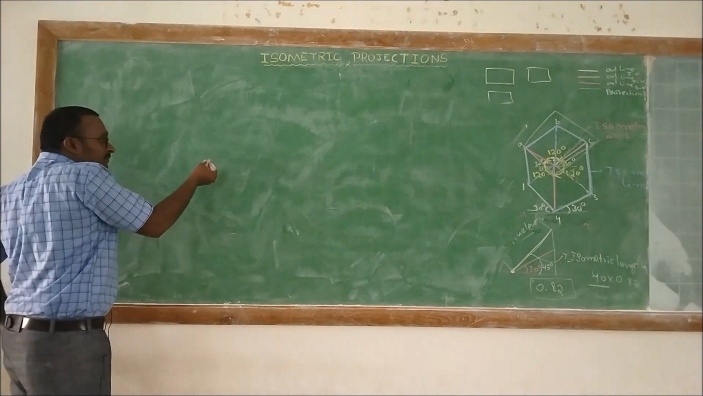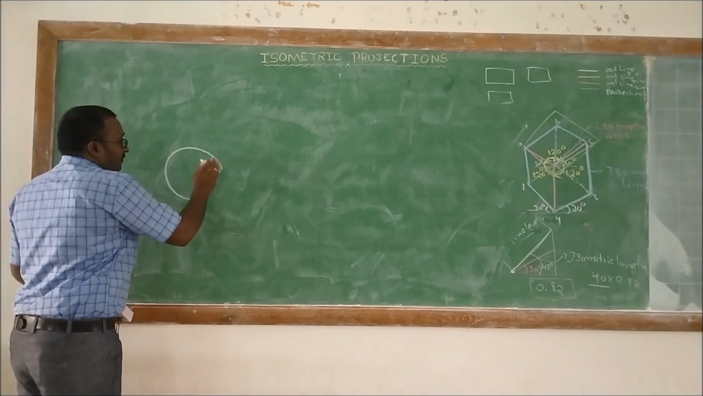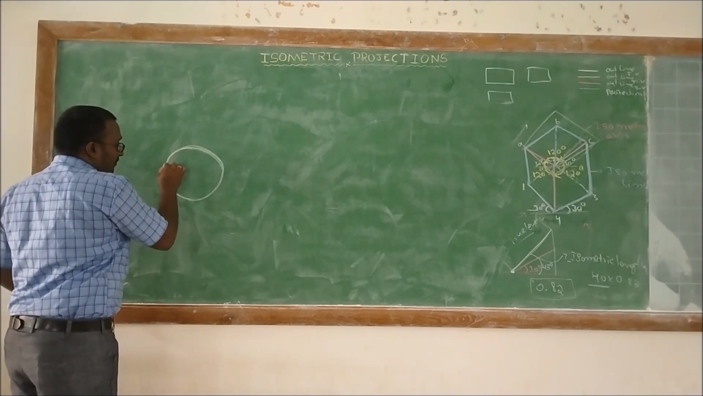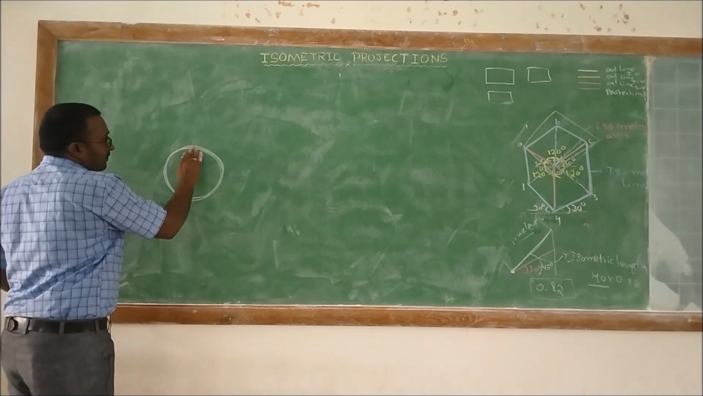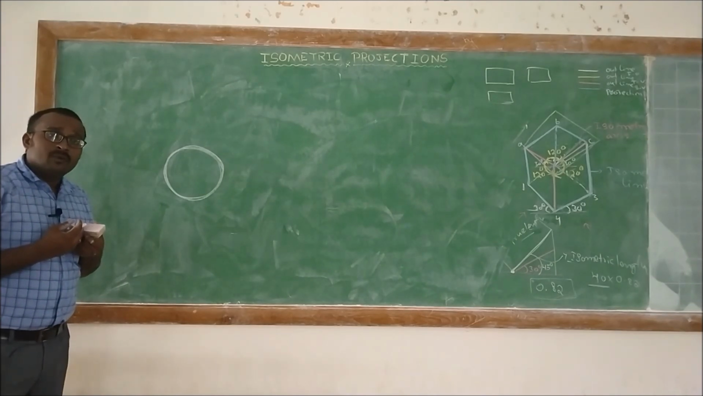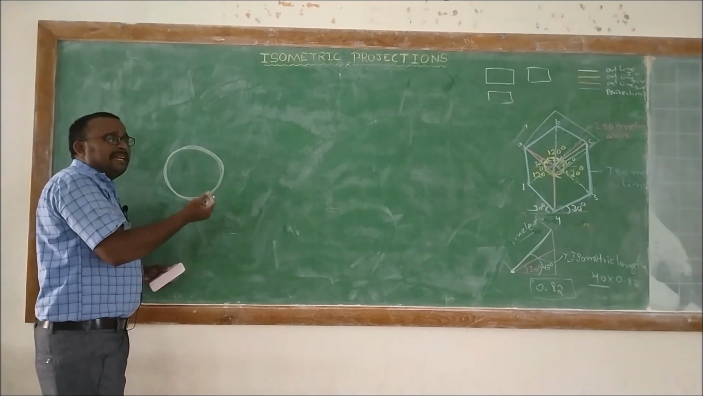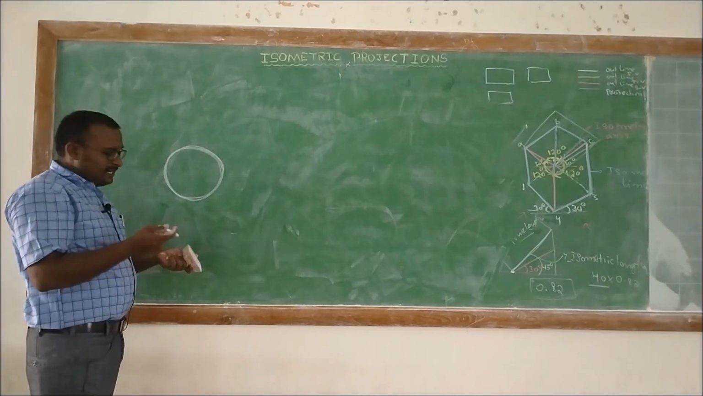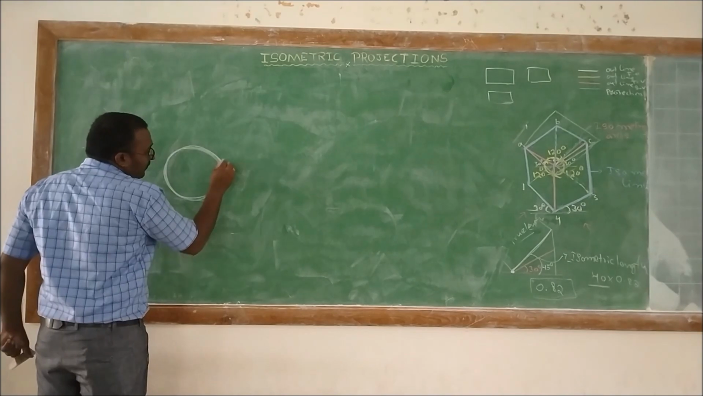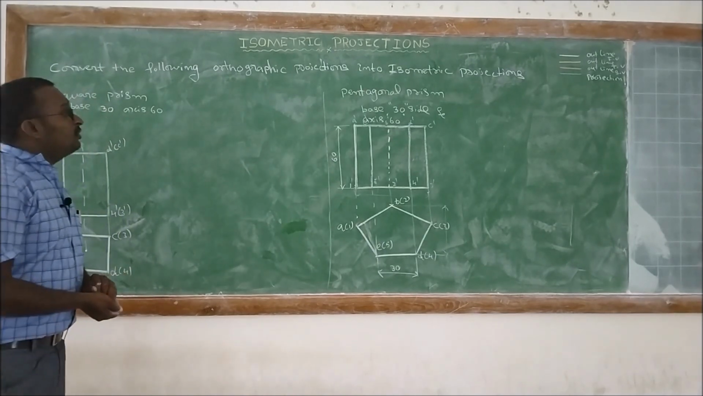If it is a circle, how can we project it? Right? So here in this diagram we don't have any isometric line. So here the complete circle is a non-isometric line, right? So here also we are going to provide a box like this.